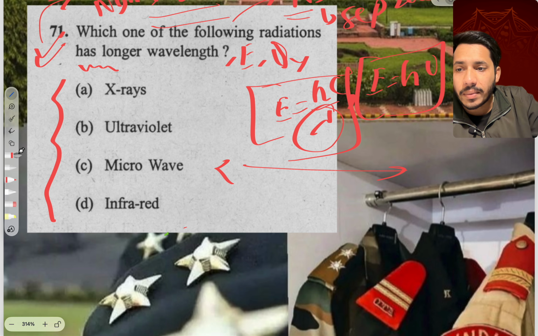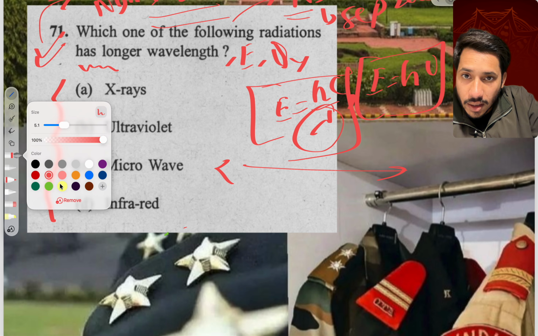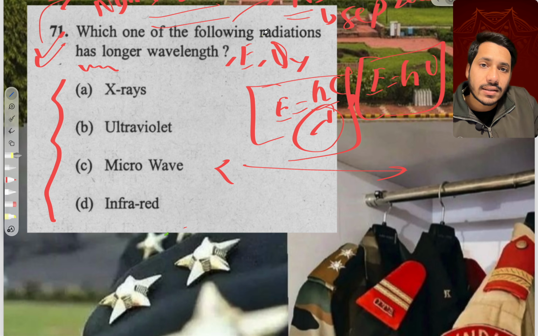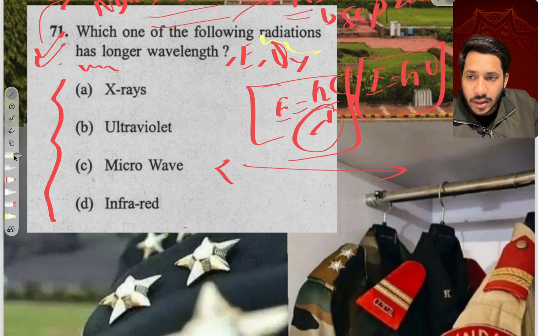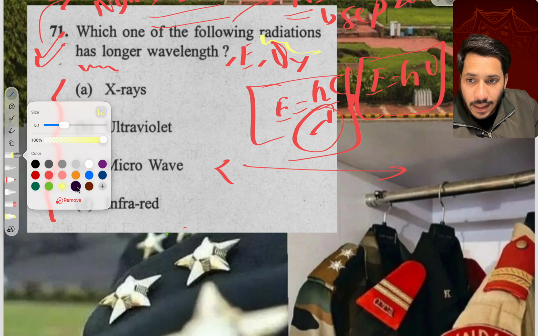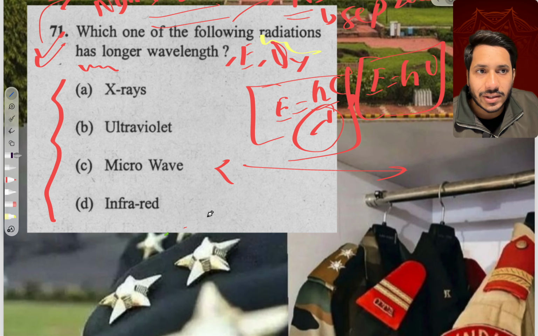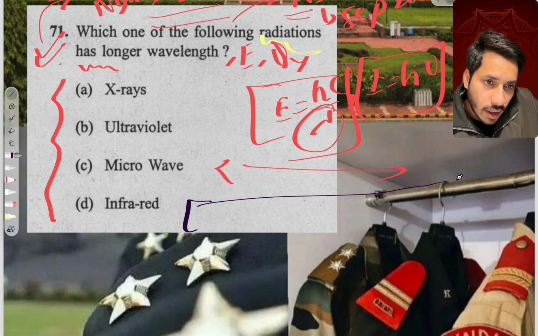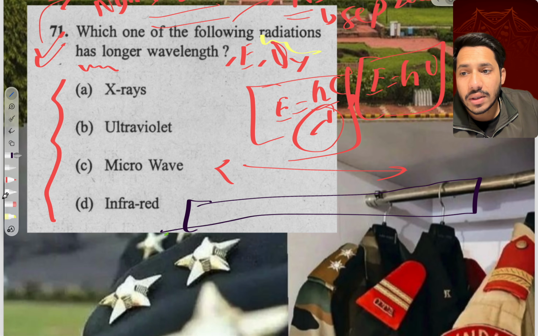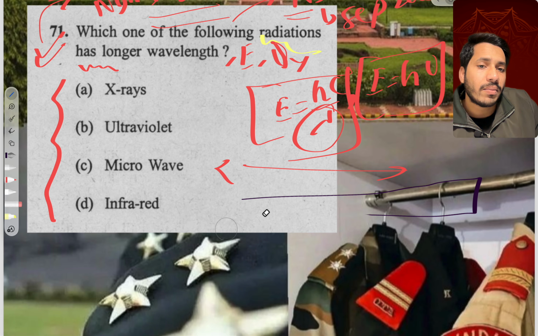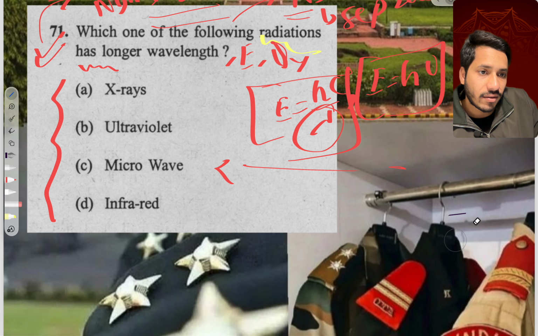First of all, let me introduce you to the energy, and then how the radiations are arranged. I'll tell you the table and how to remember it. There are so many electromagnetic radiations, each consisting of a particular set of wavelengths, starting from gamma rays, x-rays, ultraviolet rays, visible rays.